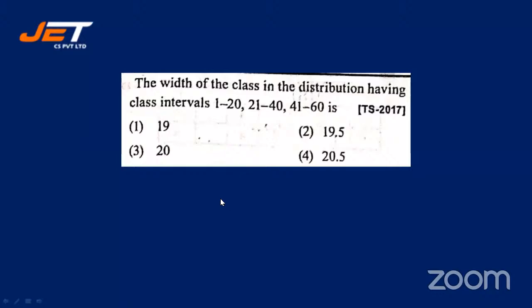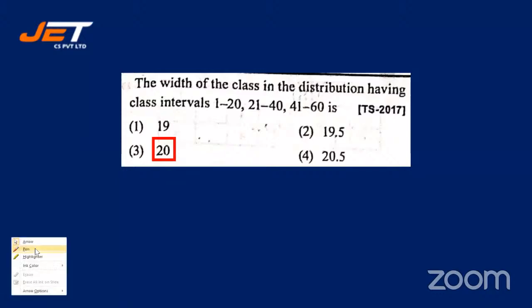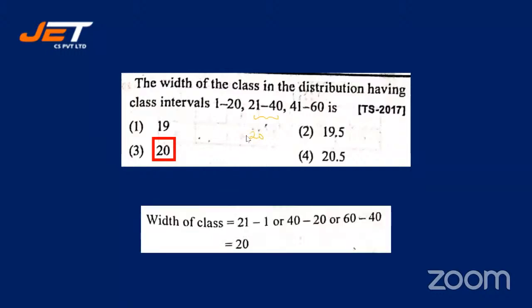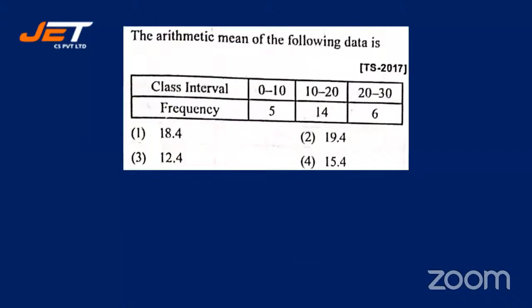See, I have clearly told you it is the difference between the upper limit and the lower limit, isn't it? That's supposed to be the width, students. Right. So you have 40 minus 20. It starts with 21, but it is inclusive of 40. So the difference will be 20. Is it clear? Yes. See the next question.